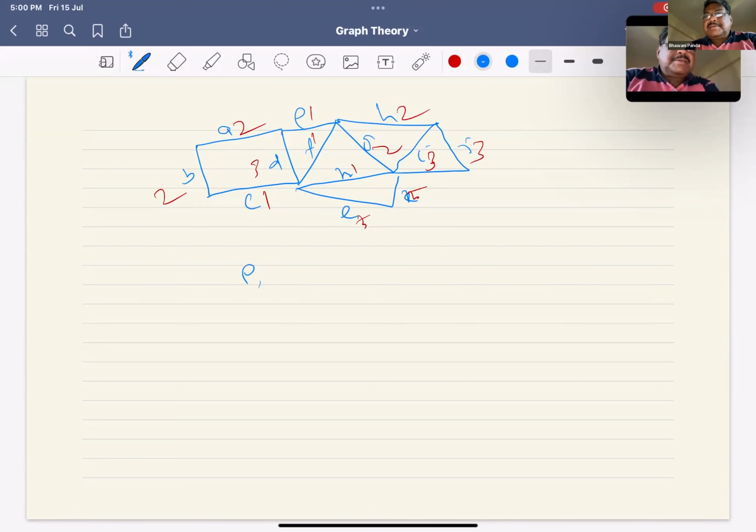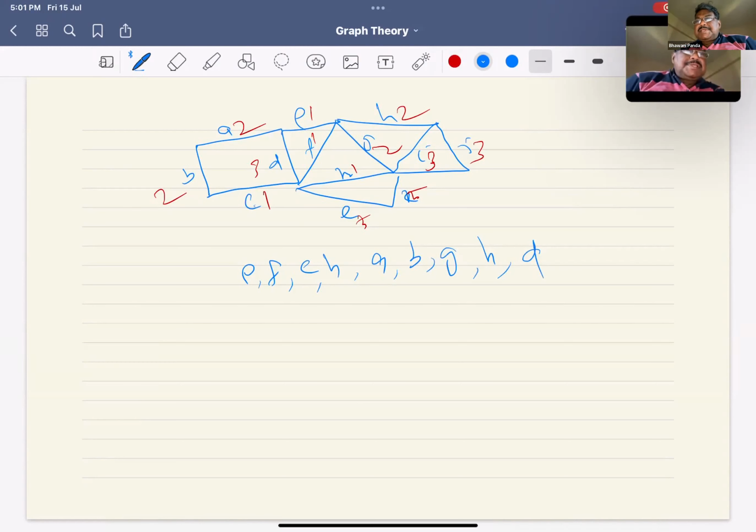E, F, C, then H. These are all ones, 1, 2, 3, 4 ones. Then you have to see the 2s: A, B, and then G, H. G, H, all 2s. Then 3s. 3s are D. Two edges were present. Two edges are present means what?